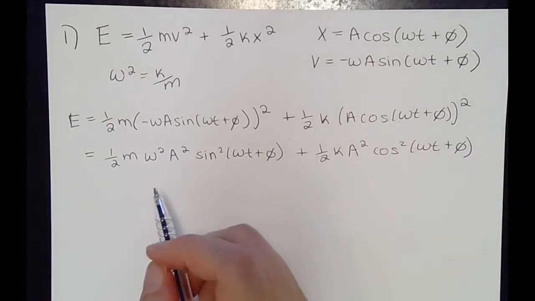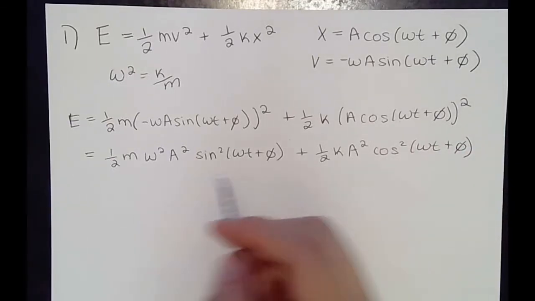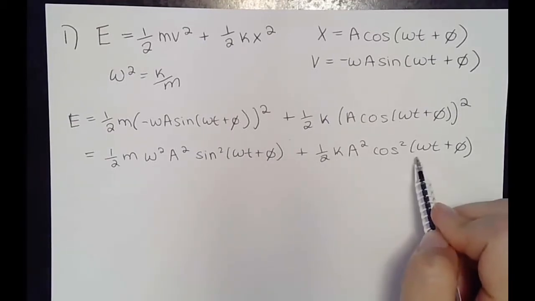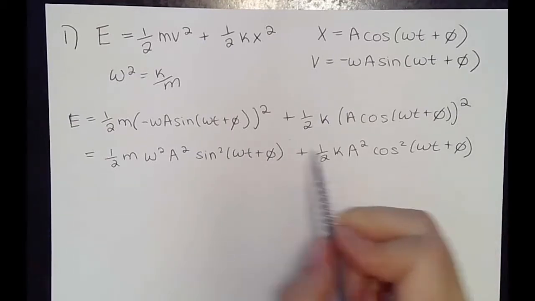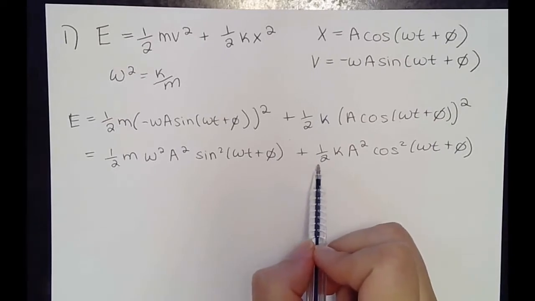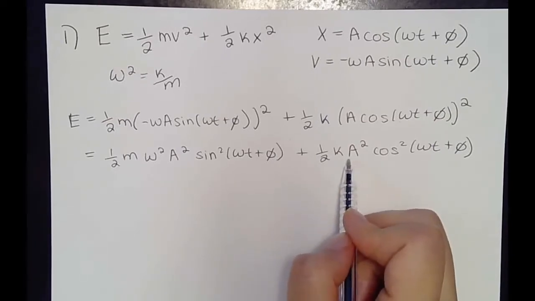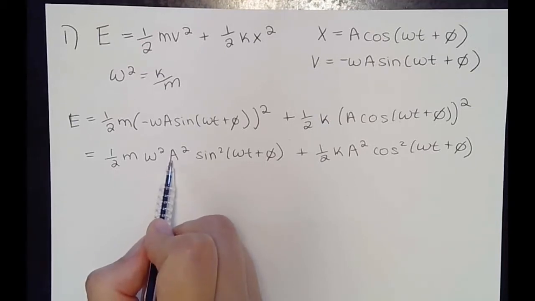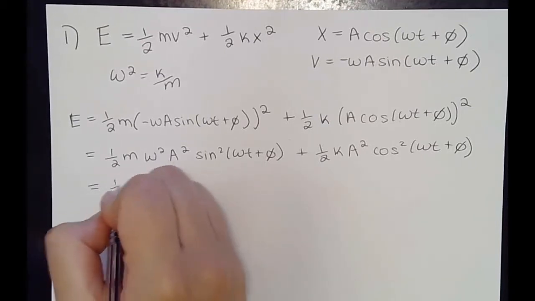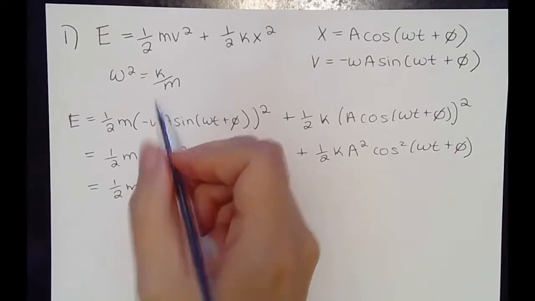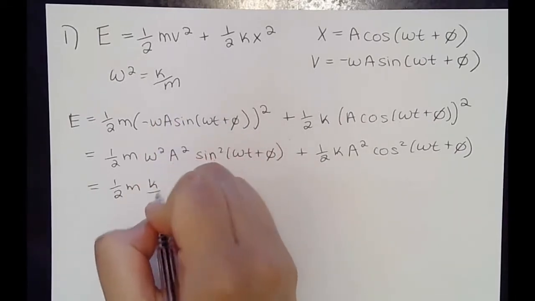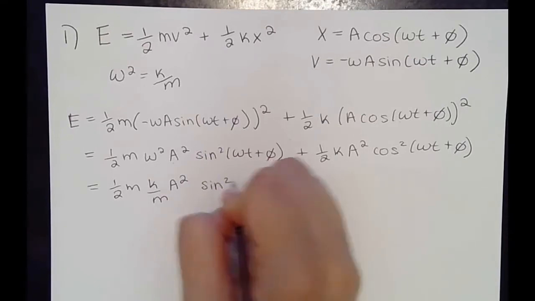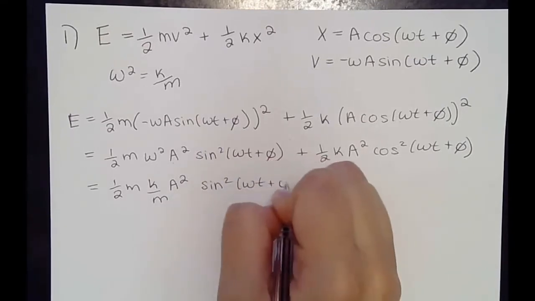Now looking at this, I want to use that identity we've used before where sine squared(omega t plus phi) plus cos squared equals 1. So let's check if these coefficients are the same. 1/2 kA squared is here. This is 1/2 m omega squared A squared. Now if I plug in, I have 1/2 m, I'm plugging in for omega squared, k over m, A squared. And then just filling in the rest as before.